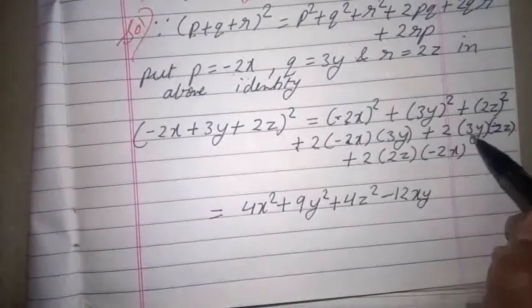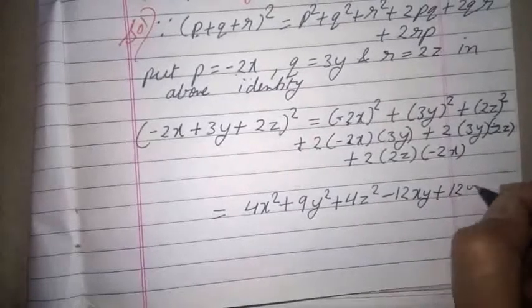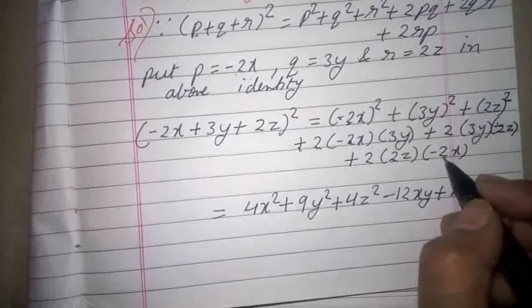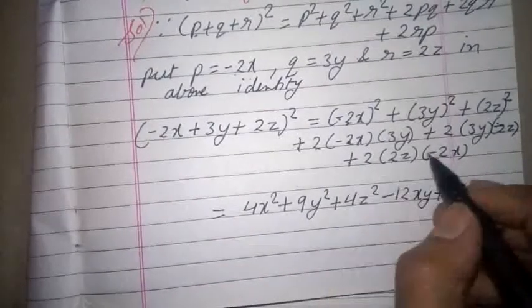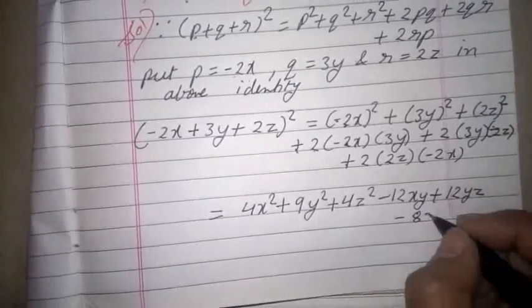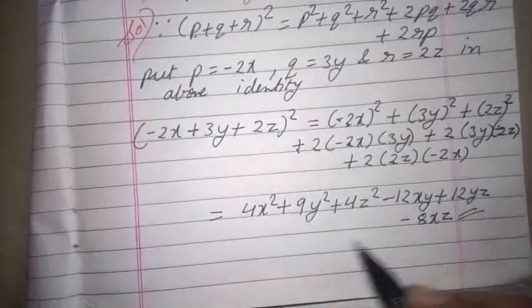Now 2 into 3 is 6, 6 into 2 is 12, so plus 12yz. 2 into 2 is 4, 4 into minus 2 is minus 8, and also multiply the product, so minus 8xz or zx. So this is the expansion of third part.